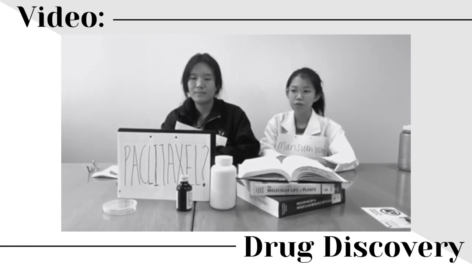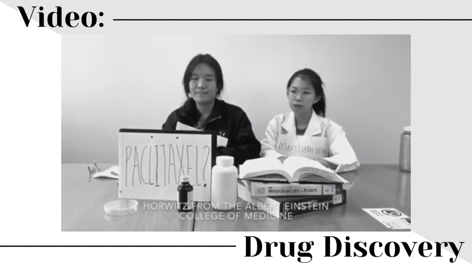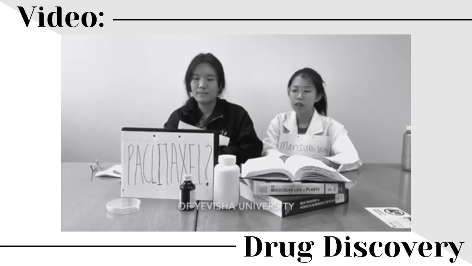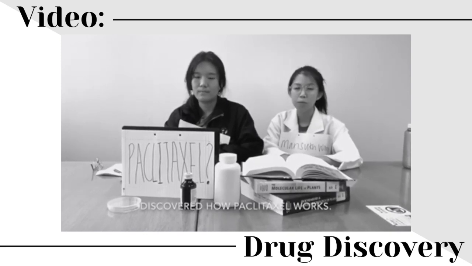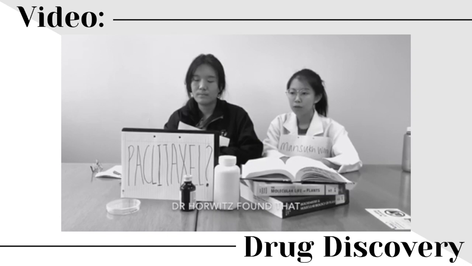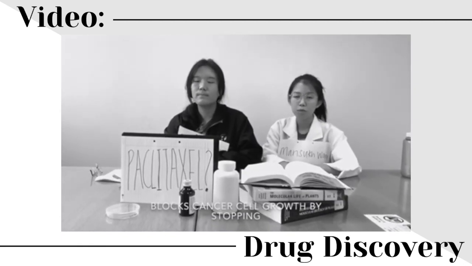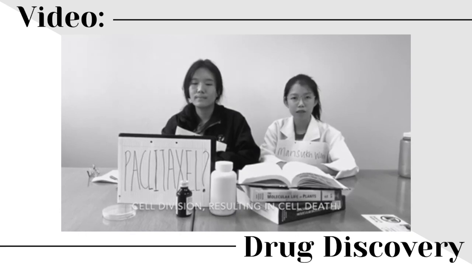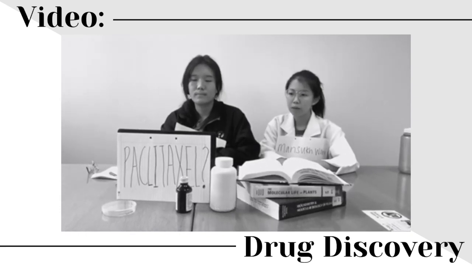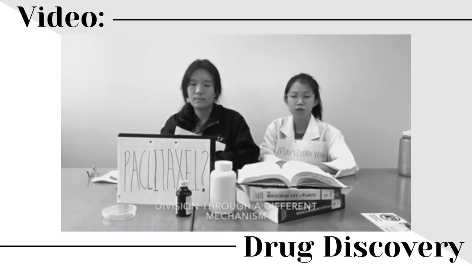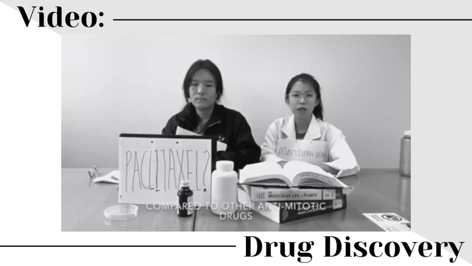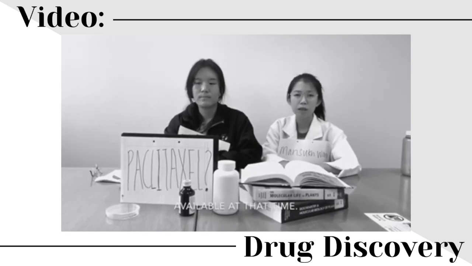Right now, through a grant from NCI, Dr. Susan Bear Horwitz at the Albert Einstein College of Medicine of Yeshiva University discovered how Paclitaxel works. Dr. Horwitz found that the compound is an anti-mitotic agent that blocks cancer cell growth by stopping cell division, resulting in cell death. Even more exciting is that Paclitaxel worked to prevent cell division through a different mechanism compared to other anti-mitotic drugs available at that time.